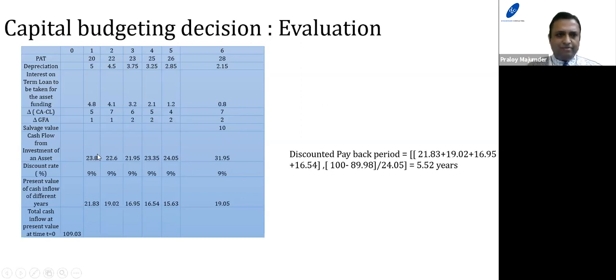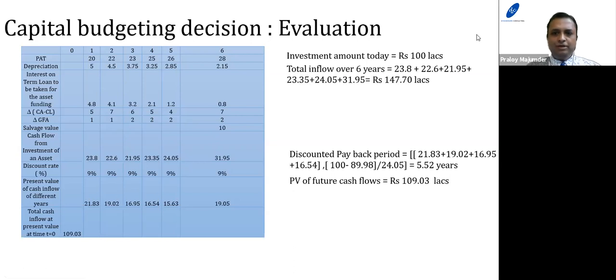So, the cash flow from investment of an asset. What cash inflow will take place? This is the cash inflow over a period. Suppose the discount rate is 9%. In that case, the present value is this. So the total present value of the cash inflow is 109.3. So before I invest, I have to do this exercise. Now, one evaluation criterion is called the payback period. The investment outlay today is 100. Now, the future value of cash flow is 109.08. So the total inflow of 6 years is 147.70.